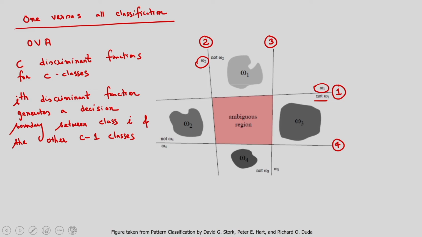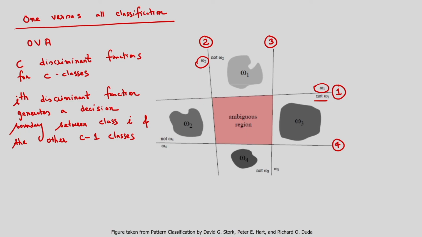The test sample is assigned to the class having the largest value of the decision function amongst all the C discriminant functions. Based on this procedure, I can take a classification decision. Because we have C number of discriminant functions, we have to find the largest one. Corresponding to this, you can see I have the ambiguous region in the feature space.